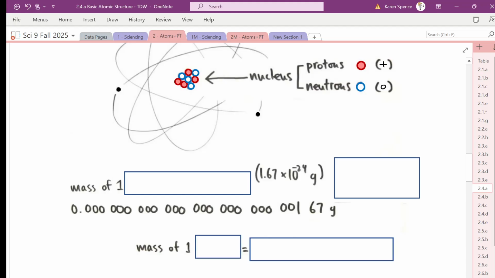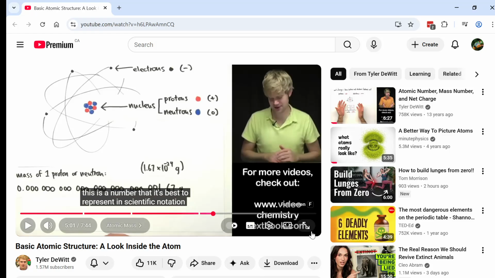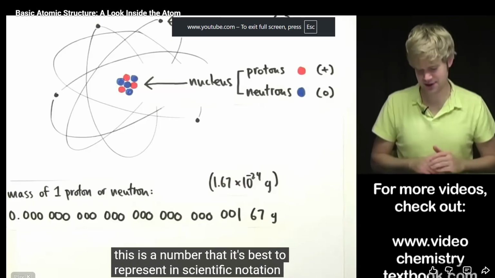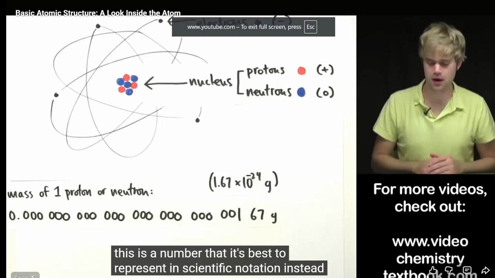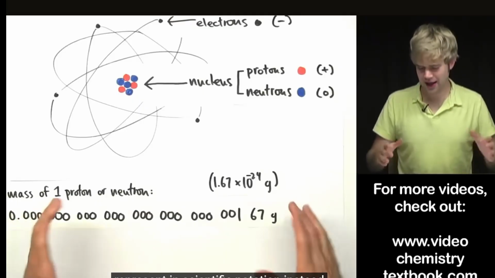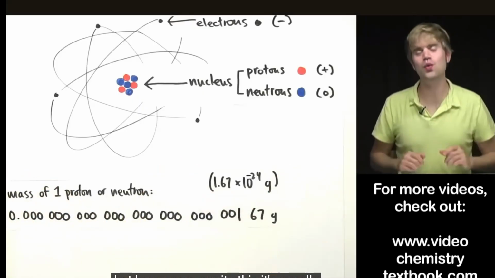Okay. So the mass of one proton is 1.67 times 10 to the negative 24 grams. And now we're going to go back to the video and see what the rest of these boxes say. Okay? However you write this, it's a really tiny, unwieldy number.